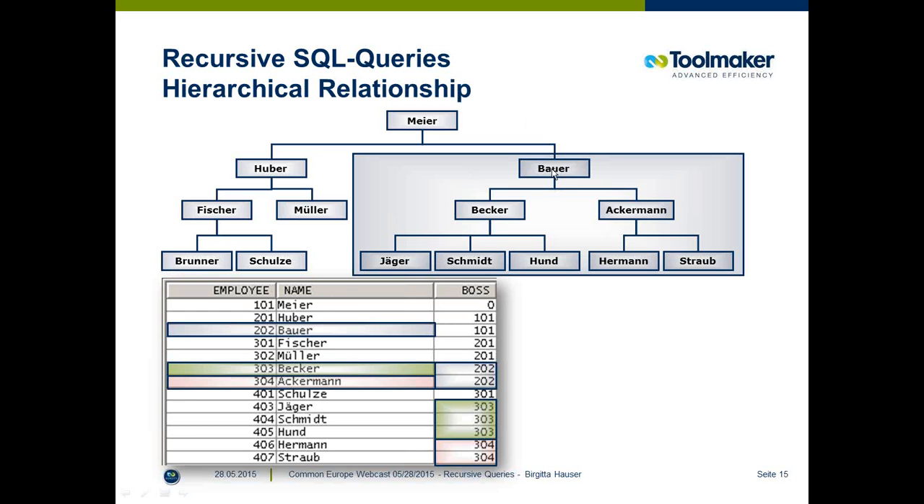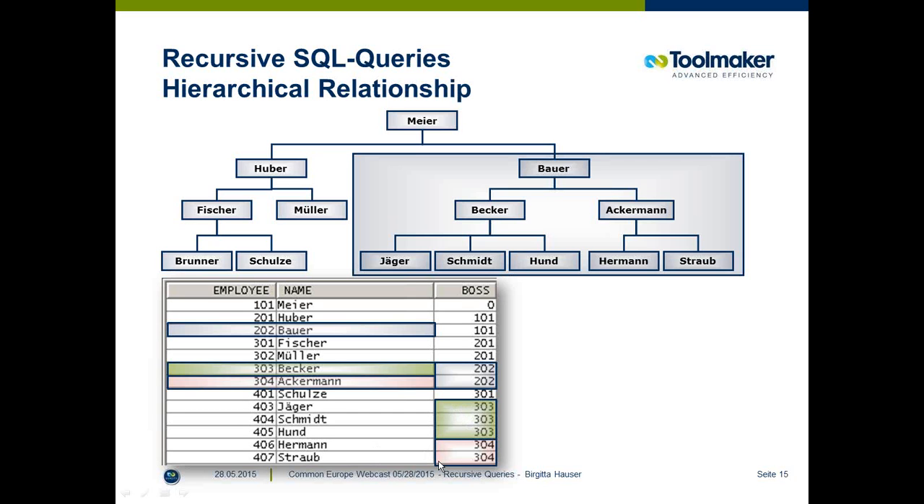If we have a look at this, we start with Bauer, which is number 202, and the 202 is in the boss column for Becker and Ackermann. You see, it's the next level, and on the next level we see the 303, which is Becker, now in the boss column for Jäger, Schmidt, and Hund, while the 304, Ackermann, is in the boss column for Hermann and Straub.